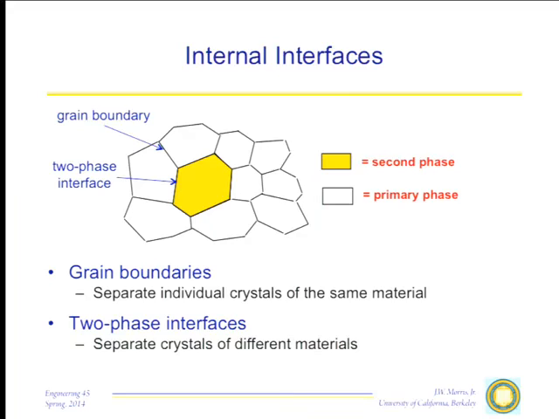They consist of a great many small crystals that are stuck together to form the solid. Those crystals are stuck together at boundaries. If the boundary is between two identical crystals that are just slightly in different orientation, then this is called a grain boundary, and these are called grains.